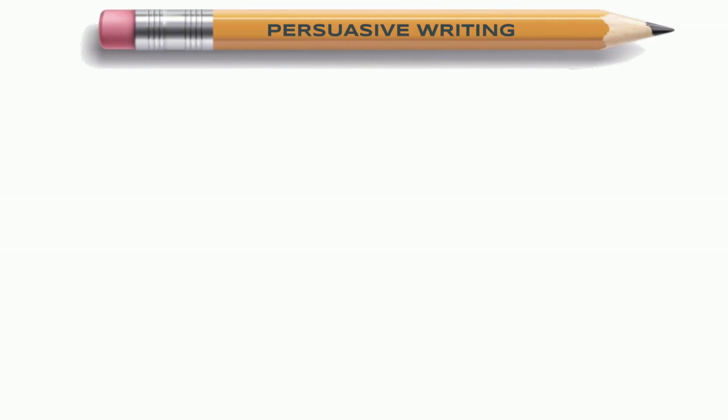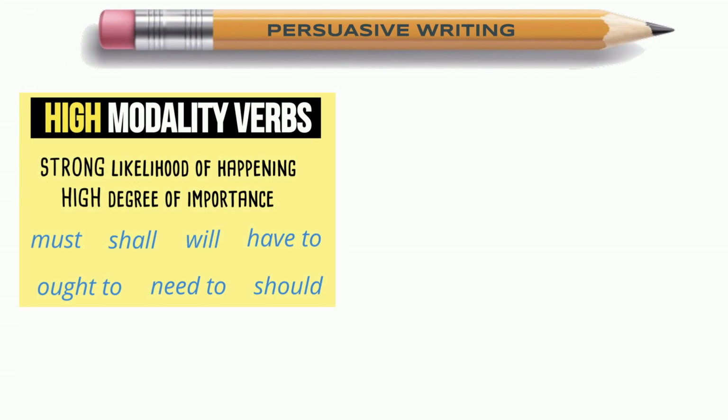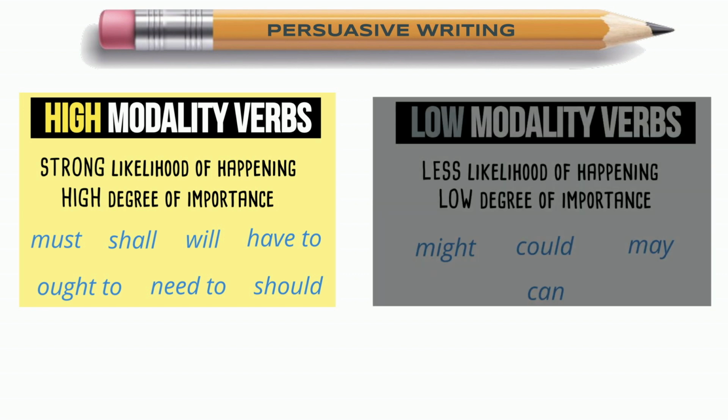In conclusion, whenever you are writing to persuade, use high modality verbs to make your point seem more convincing. Use low modality verbs to play down the counter arguments that the audience might be thinking about.